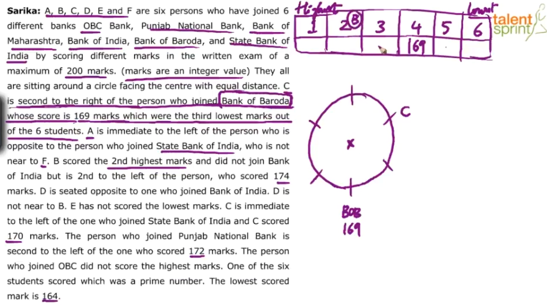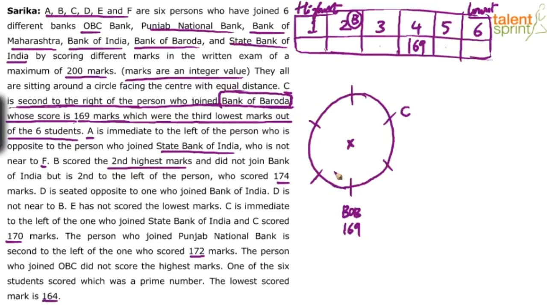B scored the second highest marks and did not join Bank of India, but is second to the left of the person who scored 174 marks. Now again the same problem. We have neither Bank of India nor 174 marked on the circle so far. So we cannot really use this information. So we'll come back to this statement, right?